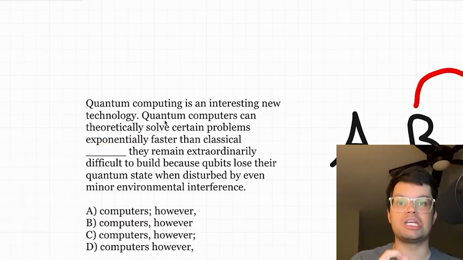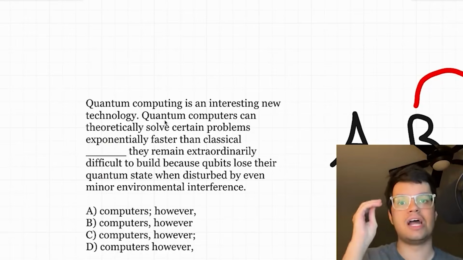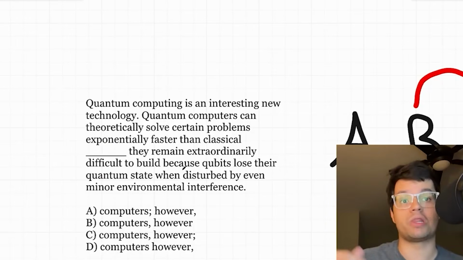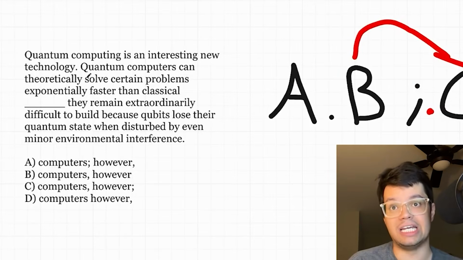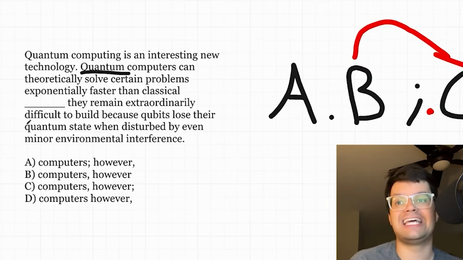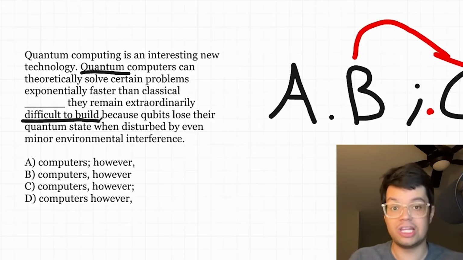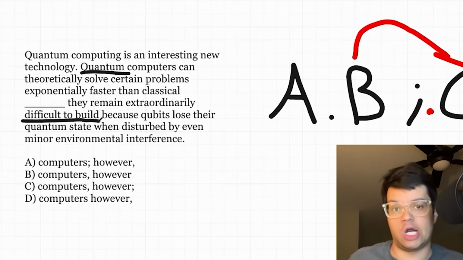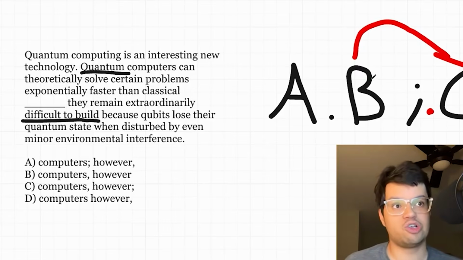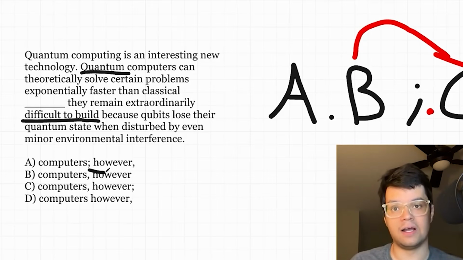Quantum computing is an interesting new technology. Quantum computers can theoretically solve certain problems exponentially faster than classical computers. However, they remain extraordinarily difficult to build. So thinking about it here, the part that's contradicting is this part here, which is that they can solve certain problems faster, and then the part that they say they're still difficult to build. Because we're basically saying here, quantum computers are really good, they can do stuff really, really well, but there's still some really big problems with them, like they're really hard, really expensive to build. So therefore it's B contradicting with C, so we have to put however after the semicolon, like for choice A.